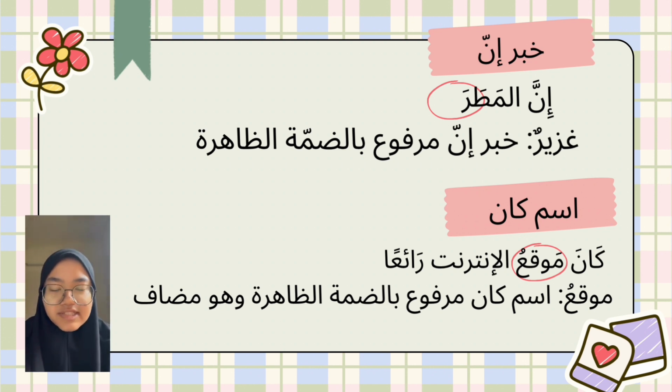The next grammatical rule is isim kana. The sentence given here is kana mawqi'u al-interneti ra'i'an. So the isim kana here is mawqi'u, which is marfu' bid-dhammah az-zahirah wa huwa mudaf. The next word, al-internet, is analyzed as mudafun ilayh majrur bil kasrah az-zahirah, because it is located after the mudaf, which is mawqi'u. And the next word is ra'i'an, which is khobar kana mansub bil fathah az-zahirah.